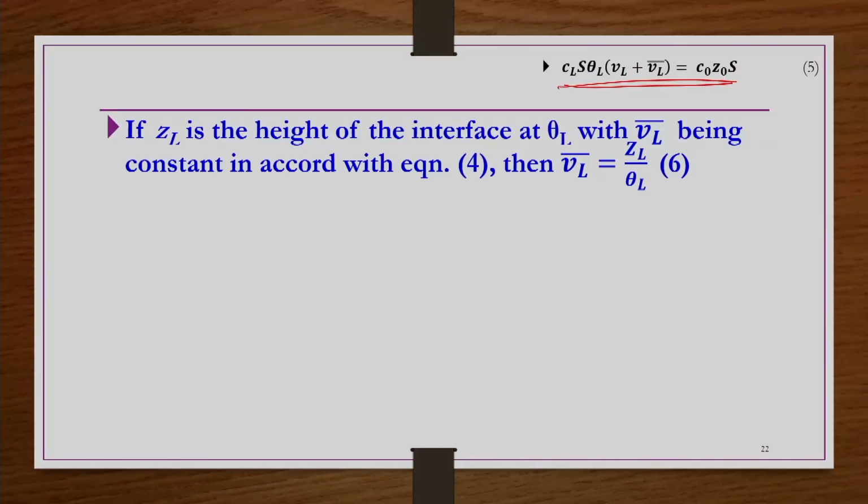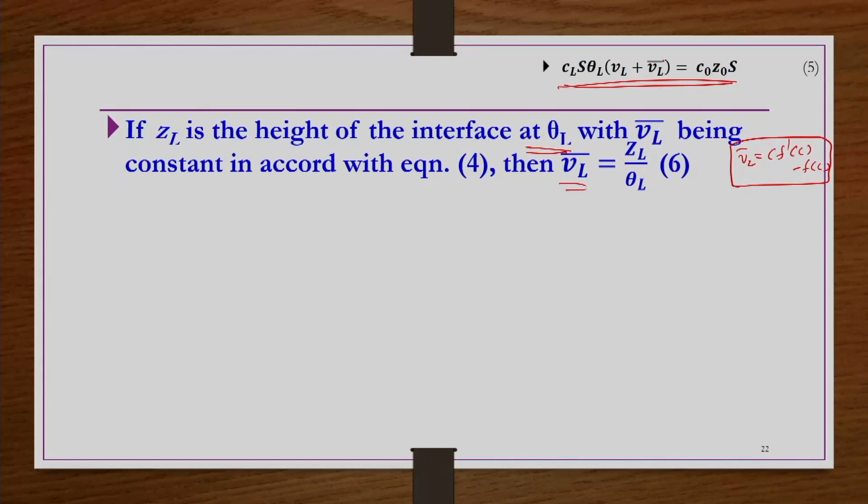Now in this equation 5, if you substitute VL bar, what is VL bar? If ZL is the height of the interface at theta L, then VL bar, being constant in accordance with equation number 4, is equal to ZL by theta L. In equation number 4 we understand that VL bar is equal to C f prime C minus f of C. According to this it is a constant, and we can find it as the height of the interface at theta L divided by theta L, because now we are doing it for the limiting layer. So VL bar is equal to ZL by theta L.